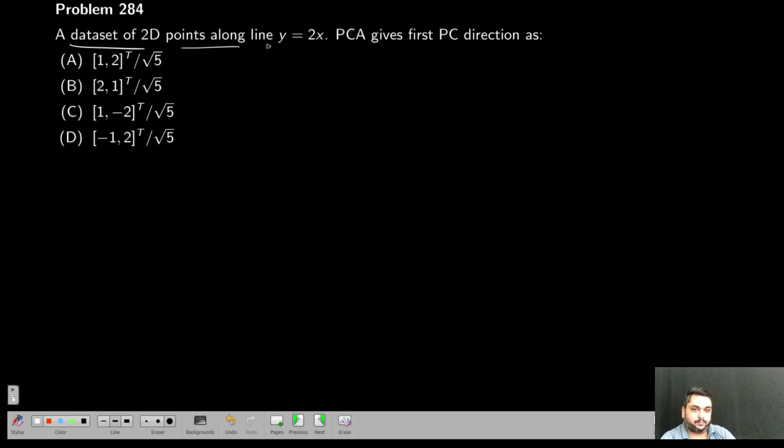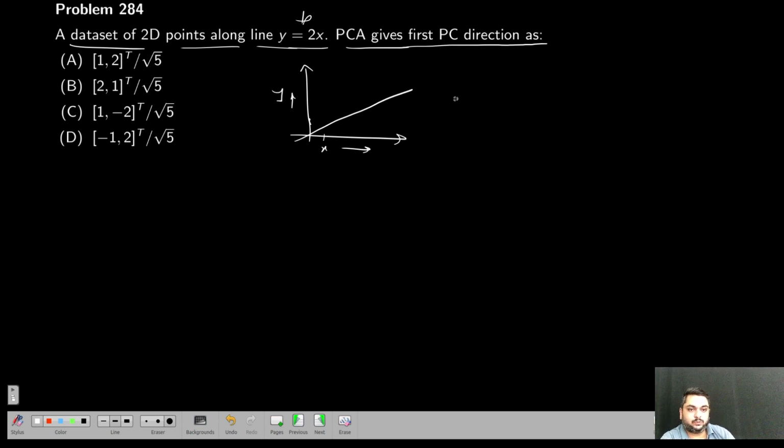A data set of 2D points lie on y equal to 2x. This is a projection line they have given, y equal to 2x. A straight line. That means one dimensional... sorry, two dimensional. PCA gives first PC direction as... see what it exactly means. Y equal to 2x, so this is my plane. The intercept is 0, passing through the origin. This is the x axis, this is my y axis. For every x, y is 2x. That means the coordinate pairs are x, 2x. What will be the vector if I write? It is like this, right?